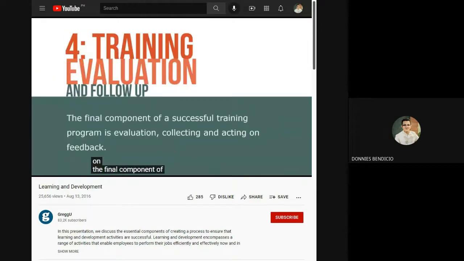The final component of a successful training program is evaluation. Training programs are expensive, so it's critical to make sure they're delivering results. Training professionals have identified 5 levels of evaluation.